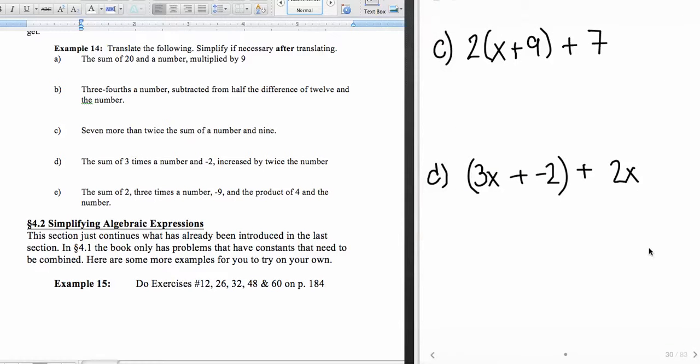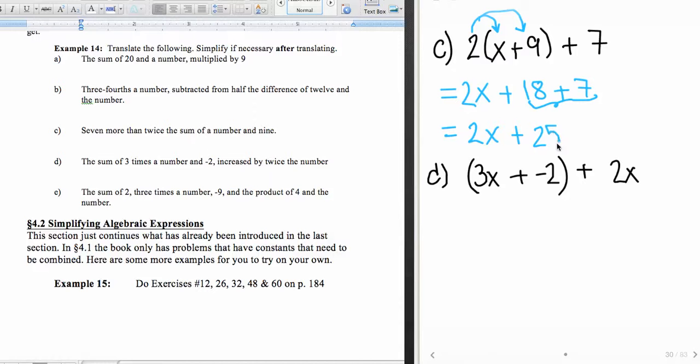Okay, moving on to part C. The first thing we're going to do in C is distribute the 2 through the parentheses here. So 2 times x is equal to 2x, plus 2 times 9, which is equal to 18, plus the 7 that we had as well. Now we're going to combine the like terms, which are the constant terms this time. So we have 2x plus 18 plus 7, which is 25. And there we have a simplified expression. We cannot combine an x term and a constant term.